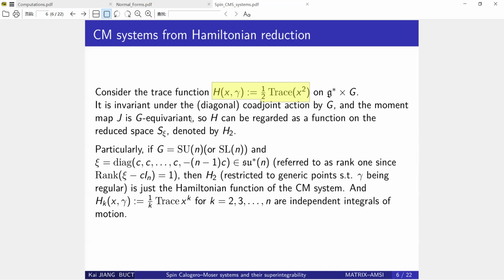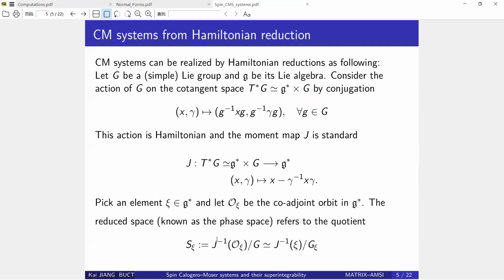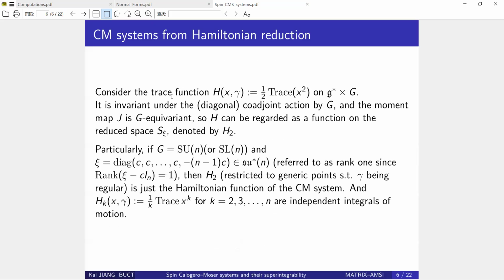So the moment map is G equivariant. This H is defined on the cotangent bundle, but it can be regarded as a G invariant function. So it can be regarded as a function on the reduced space, because the moment map is G equivariant and the trace function is invariant. These are the two conditions: it is invariant and the moment map is G equivariant. So this H can be reduced to the quotient space, our phase space.